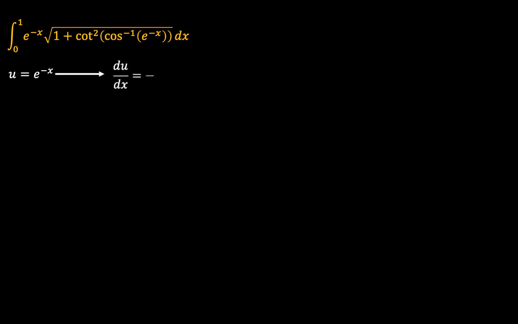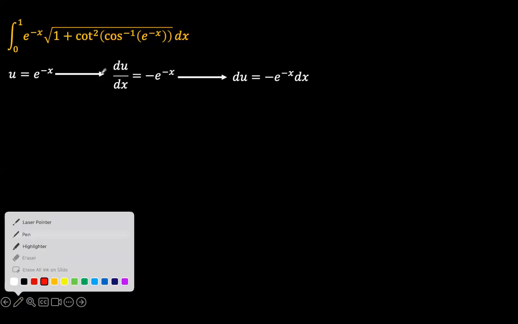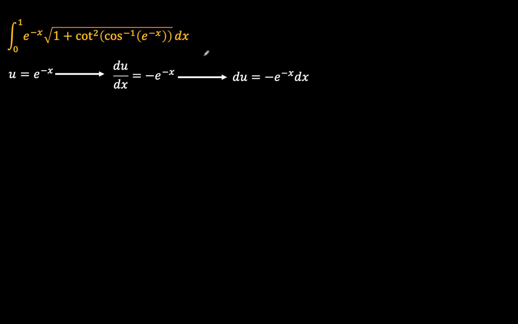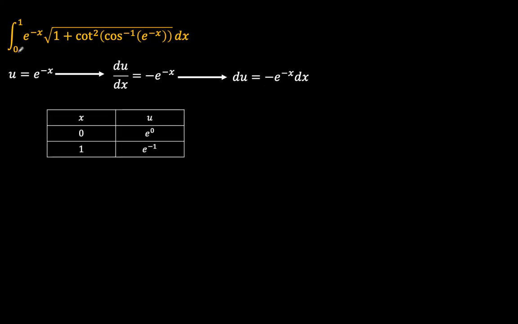So with this problem, the first thing I would do is substitute for e to the power negative x. Letting u be equal to e to the power negative x means that du/dx is equal to negative e to the power negative x, such that du equals negative e to the power negative x dx. So we can substitute for the product of e to the power negative x and dx with negative du.